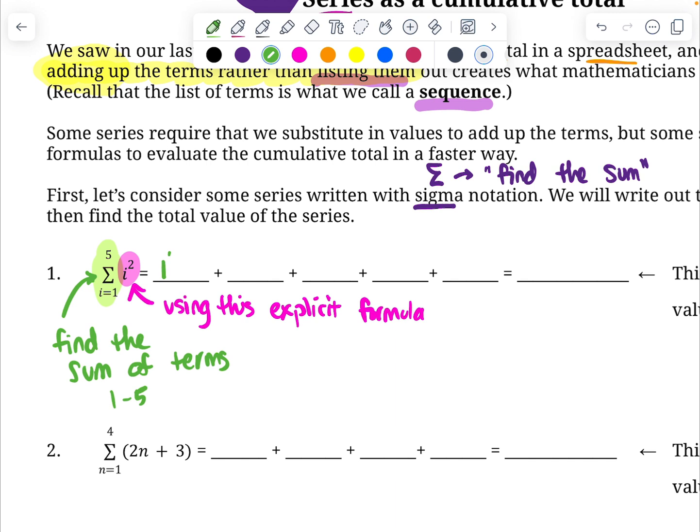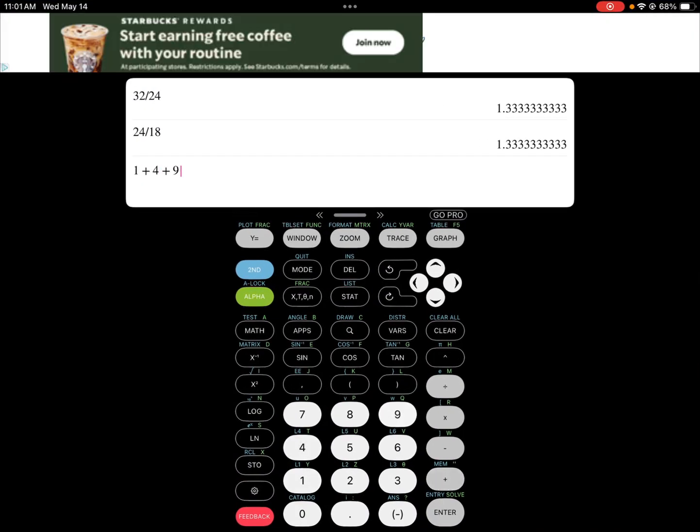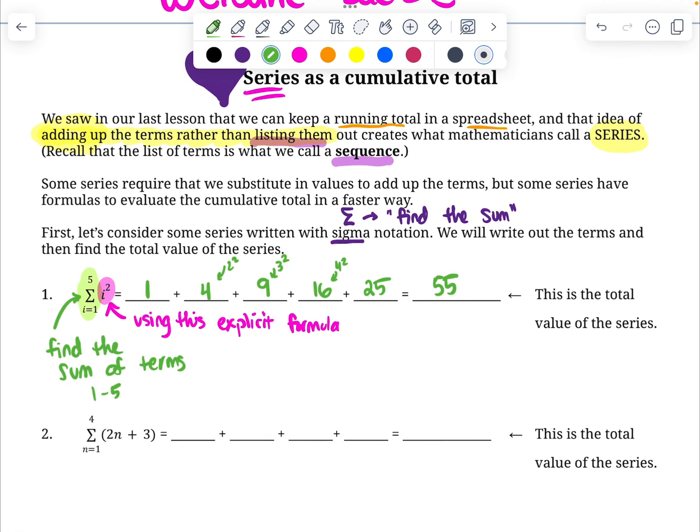Okay, so hopefully you kind of see that. So 1, and then I'm going to have 2 squared goes here, so that's 4. And then 3 squared, which is 9. And then 4 squared going here, which is 16. And then 5 squared, which is 25. And so I'm going to add up all those numbers, all right? I'm going to get out my handy-dandy calculator and add 1 plus 4 plus 9 plus 16 plus 25, all right? And that sum is 55. Okay, now that's the total. So we would say that S of the first 5 terms is 55.